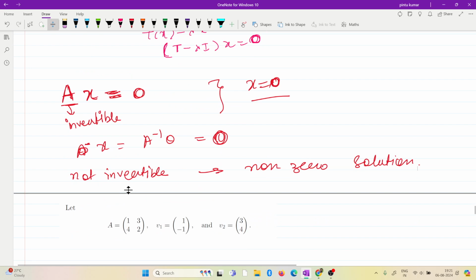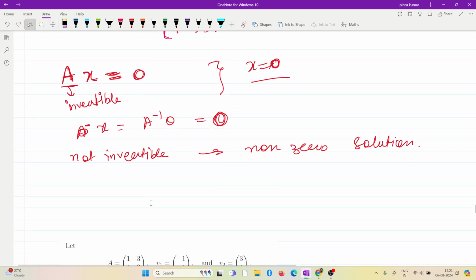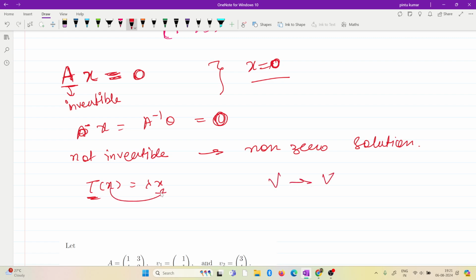One more very small observation. Because you are looking at T of x is equal to lambda x, these transformations are from the same space to the same space. Then only will you obtain x on the right hand side also. So all these A matrices would be square in nature. You need not worry that it is a rectangular matrix, whose inverse is not defined. All of these would be square matrices. If their inverse does not exist, then you will have some non-zero solution.